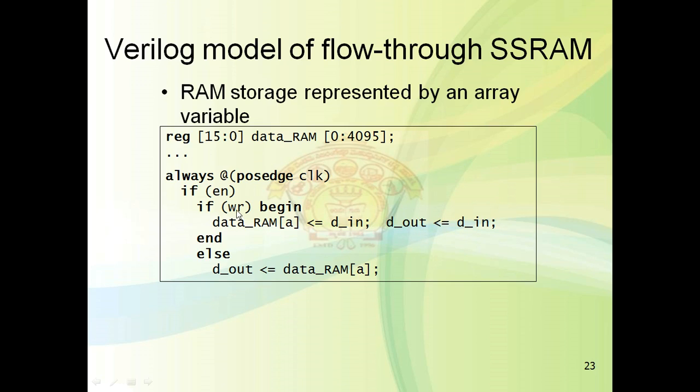If write is equal to 0, then we go for the read operation. Read operation is nothing but reading the data from the address location indicated by the address. Whatever the contents of that address location are, they will be moved onto the output data. So this is how we represent the flow through SRAM.